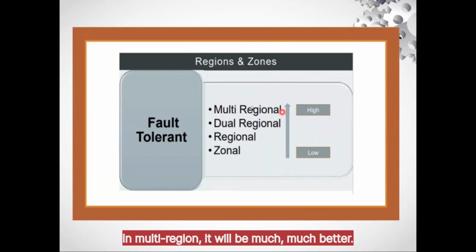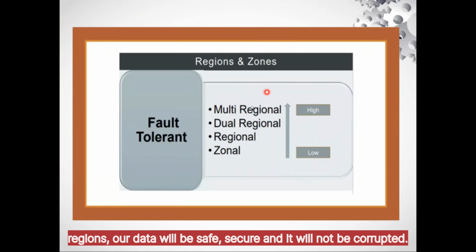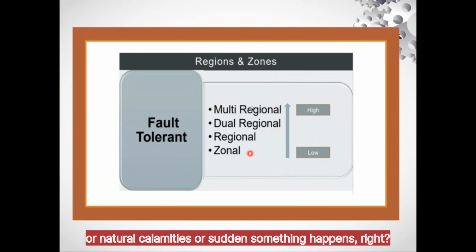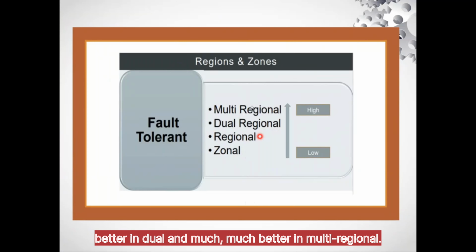In multi-region, it will be much better. It is highly fault tolerant, because if something happens to 1 or 2 regions, in the remaining regions our data will be safe, secure, and it will not be corrupted. We normally see fault tolerance during earthquakes, natural calamities, or when something sudden happens. In those cases we need to store data very safely and securely, in regional, much better in dual, and much better in multi-regional.